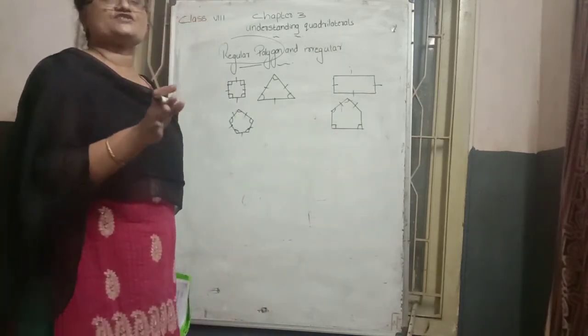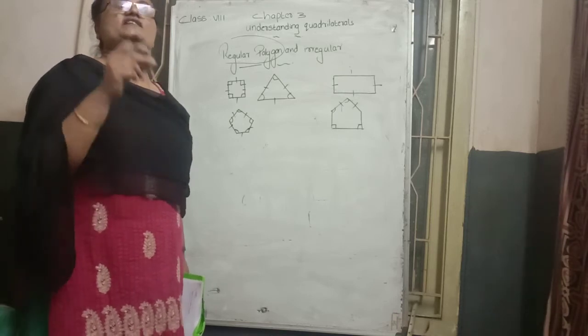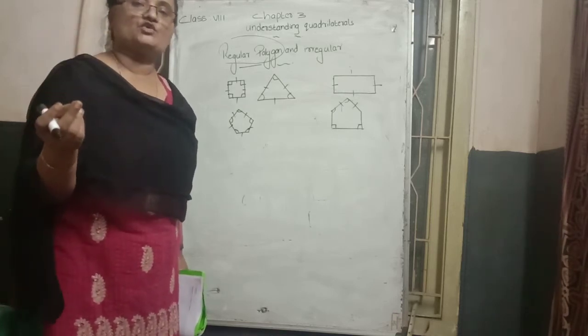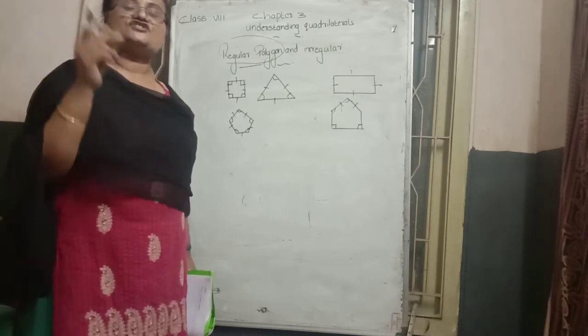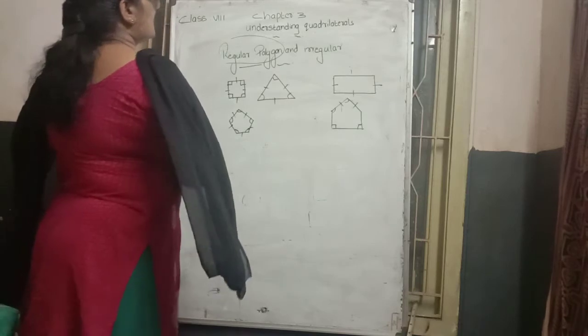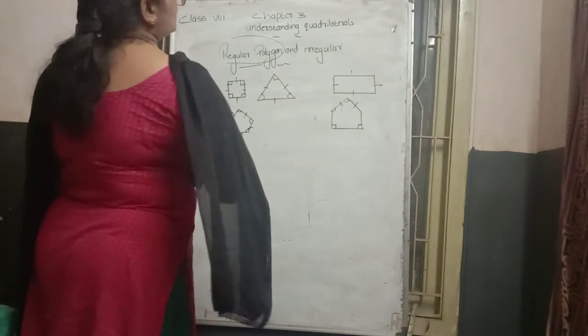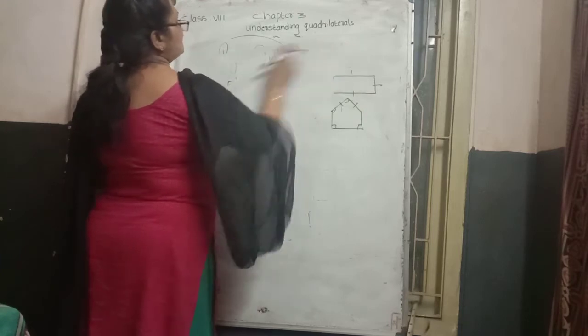So the regular case means the angles and the sides of a polygon are equal. They are known as a regular polygon. If the angles and sides are not the same, such a type of polygon we call an irregular polygon. They are the regular and the irregular. I hope you can understand this one.